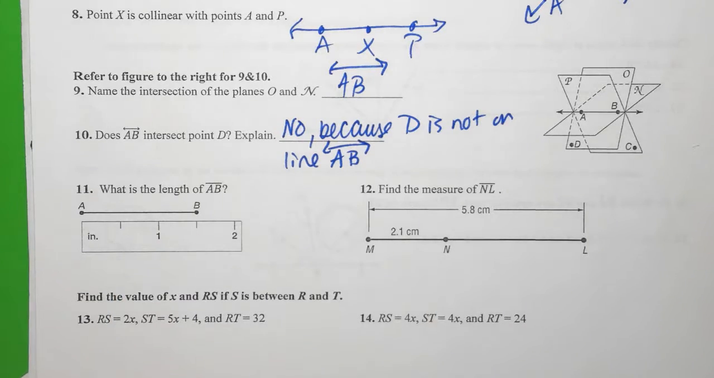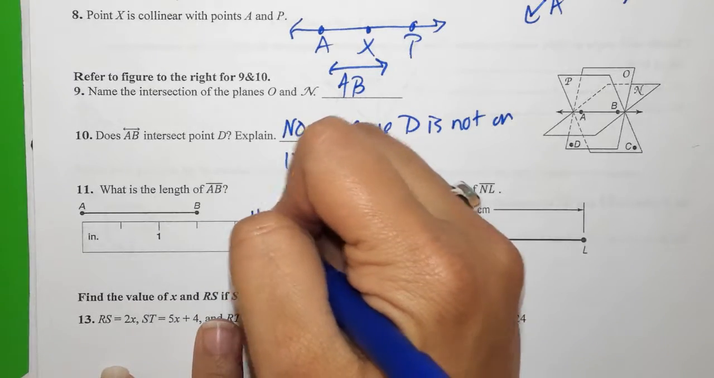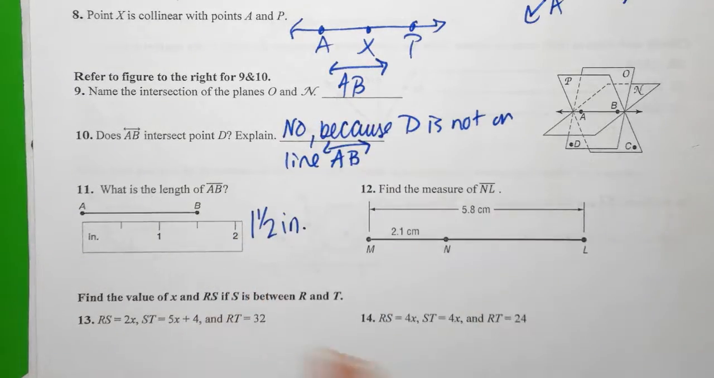Number 11. What is the length of segment AB? 1 1/2 inches. Take a point. Is it important that we put the units? Yes.